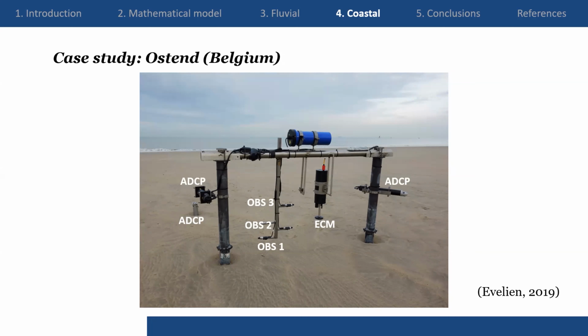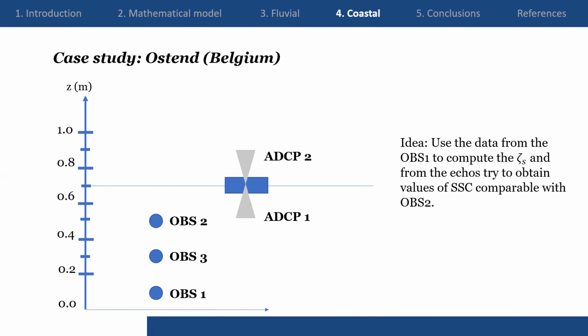One of them was placed in the sand, and the water level to measure the probe. So this is basically a scheme of the configuration. One of the ADCPs is measuring upward, the other measuring downwards, and they are placed at a level of 70 centimeters. And the idea was, okay, let's use the data from one OBS to determine our zeta function, and then try with the values of ADCP to recover the values measured with the other OBS. So in this sense, we would have independent measurements for calibration and for comparison.